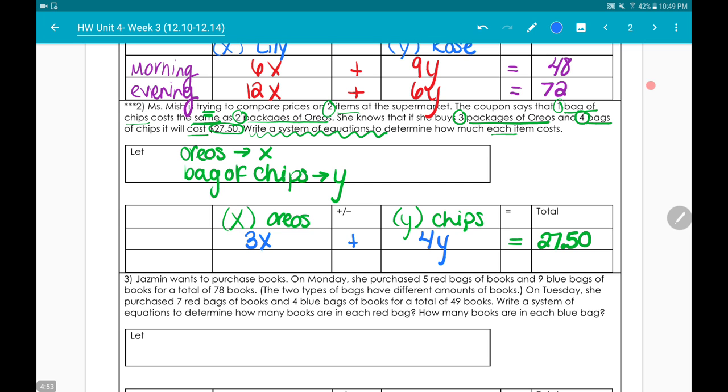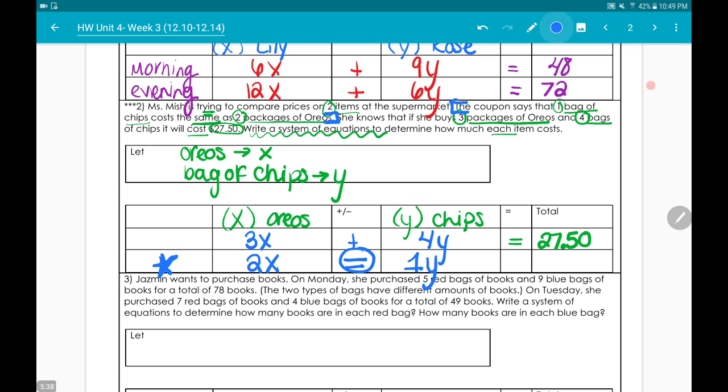Now, that was the same format that we've been working with, but I don't see another situation like that. So let's look back to the second sentence right here. The coupon says that one bag of chips costs the same, which means equal, as 2 packages of Oreos. So this is when things get a little different. And I'm going to put a star here because this is our weird format. One bag of chips costs the same, equal, as 2 packages of Oreos.